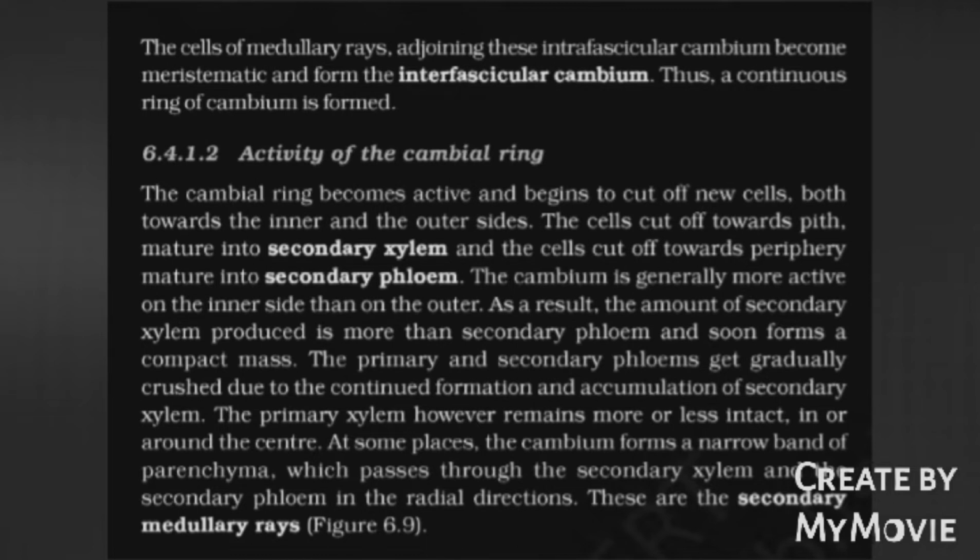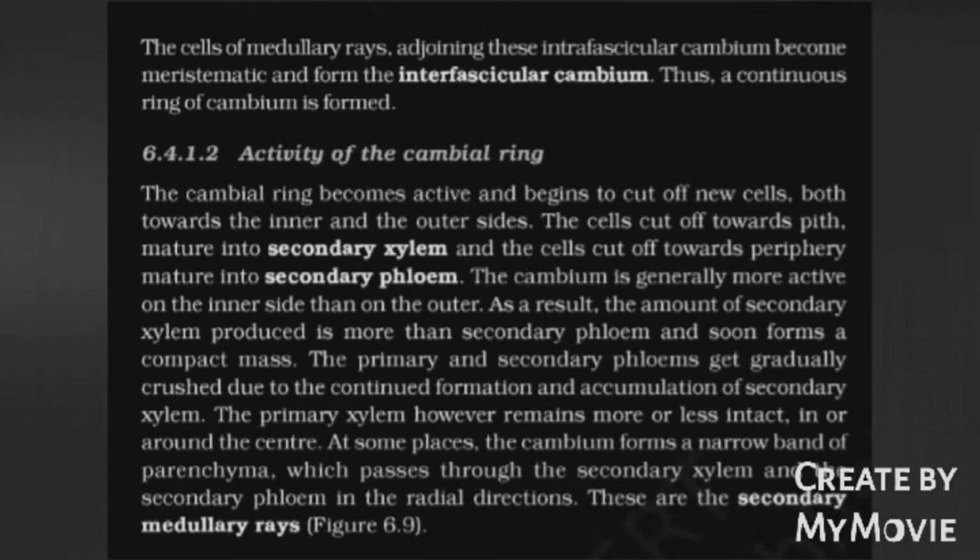Activity of the cambial ring. The cambial ring becomes active and begins to cut off new cells both towards the inner and the outer sides. The cells cut off towards pith mature into secondary xylem, and the cells cut off towards periphery mature into secondary phloem. The cambium is generally more active on the inner side than on the outer. As a result, the amount of secondary xylem produced is more than secondary phloem and soon forms a compact mass.